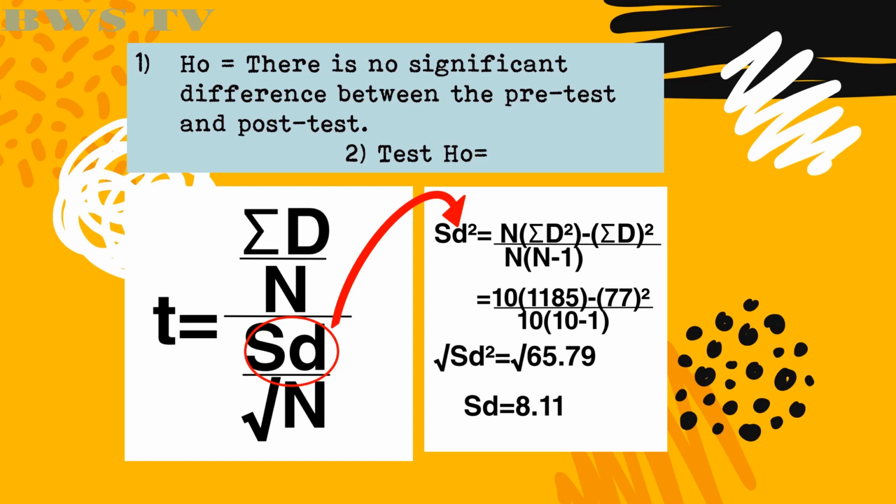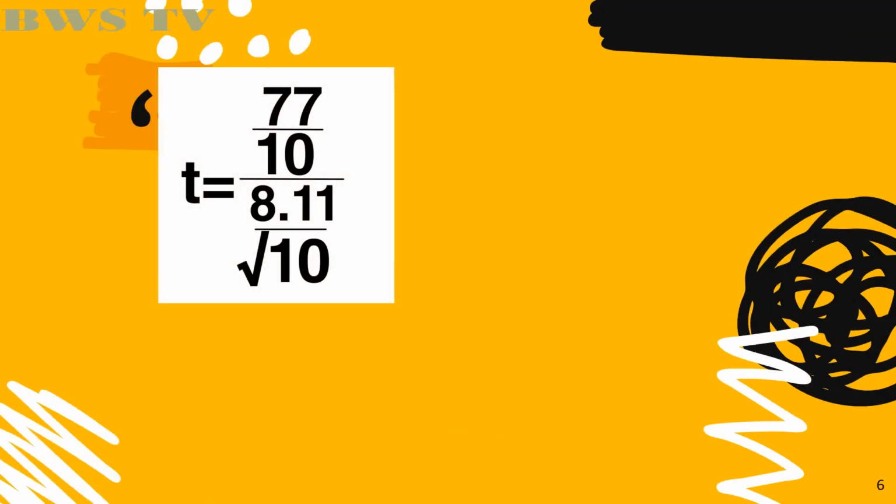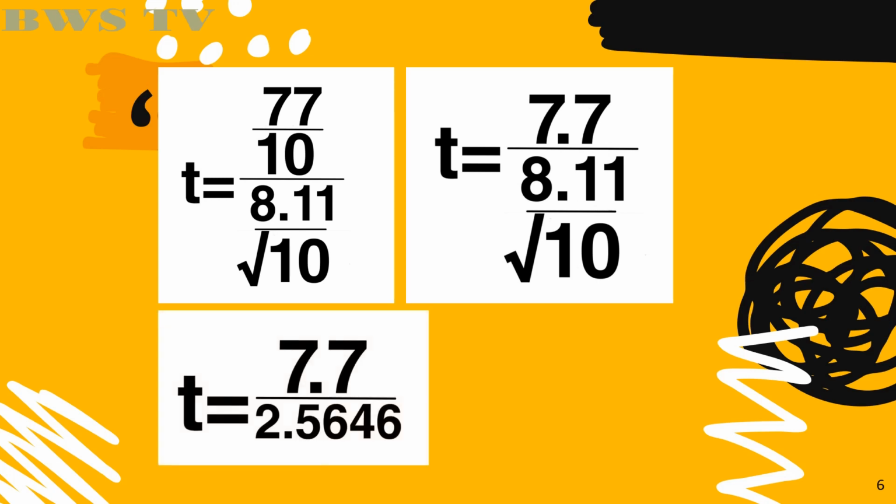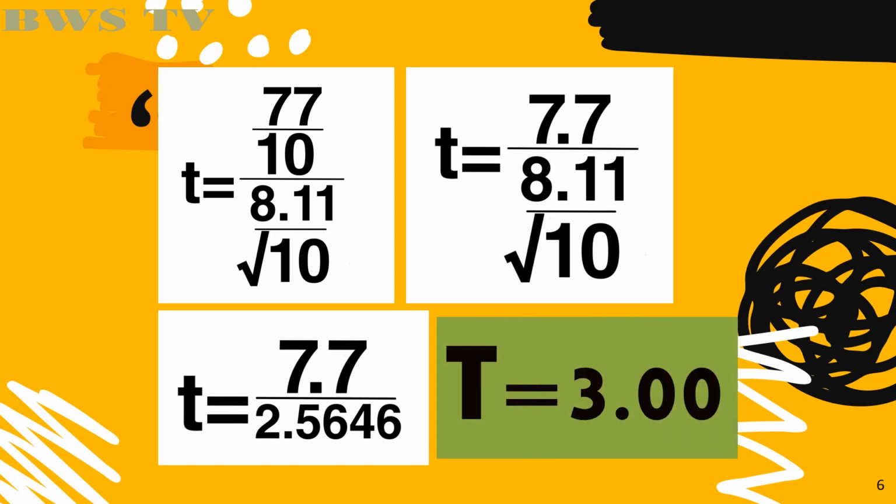So we have the answer of 65.729. But we don't stop there. We have to find its square root. To find SD, you need to take the square root of that value. And the square root of 65.729, divided by the square root of 10, which is 2.5646. Now, we can divide it directly to get the t. T is equal to 3, because the full answer would be 2.99, which we round off to 2 decimal places, resulting in 3.